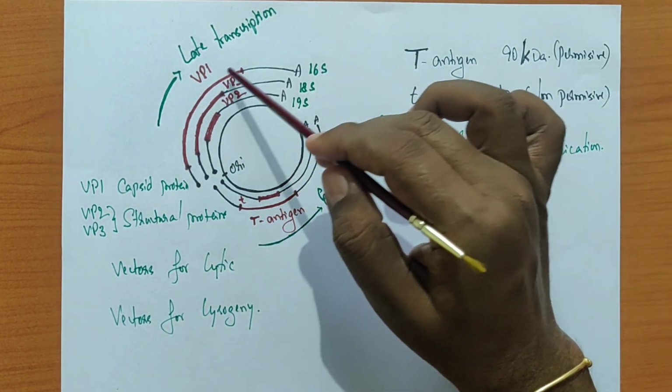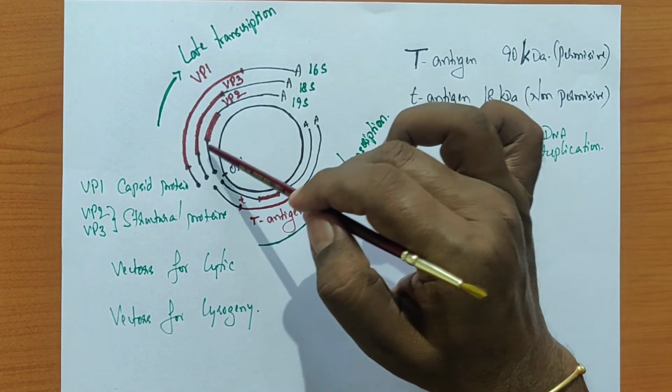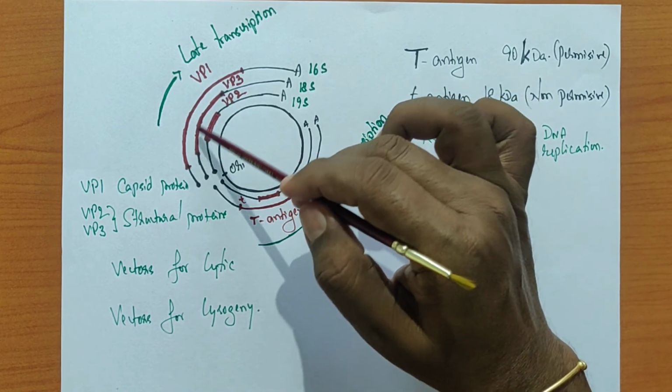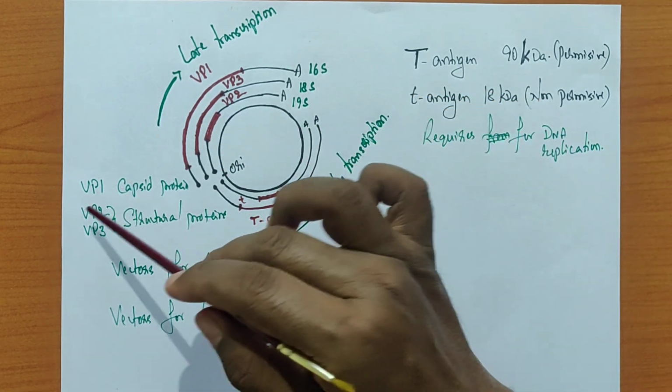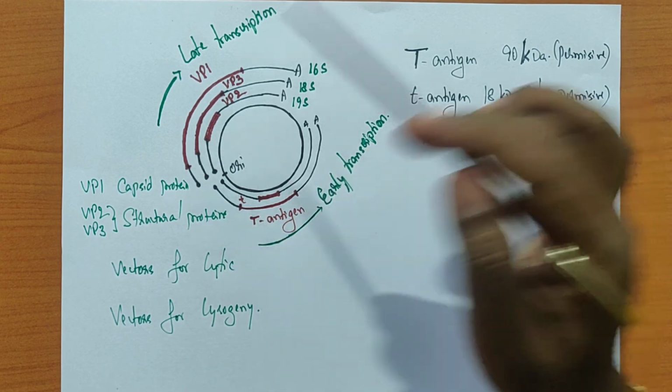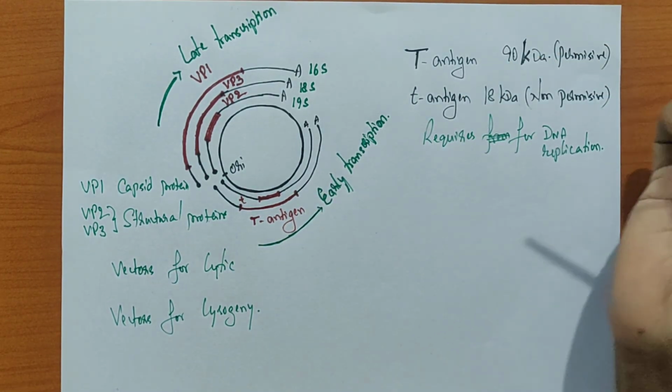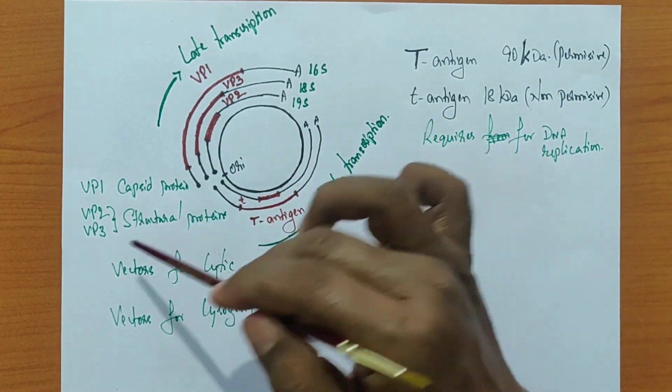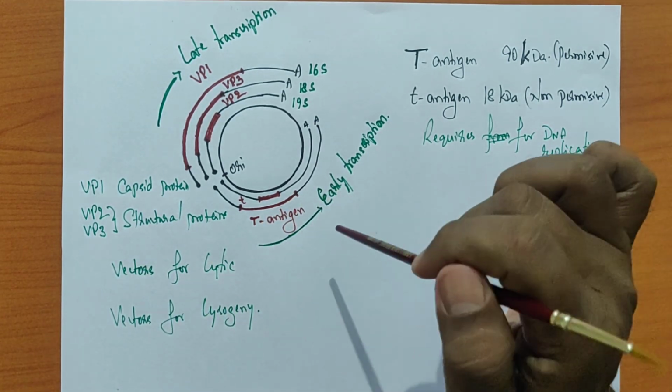Now this is the splicing for the synthesis of VP1. Now this is for the VP2, and this is for the VP3. And we know that VP1 is a capsid protein, about 420 subunits. VP2 and VP3 are going to be the structural units in fact.